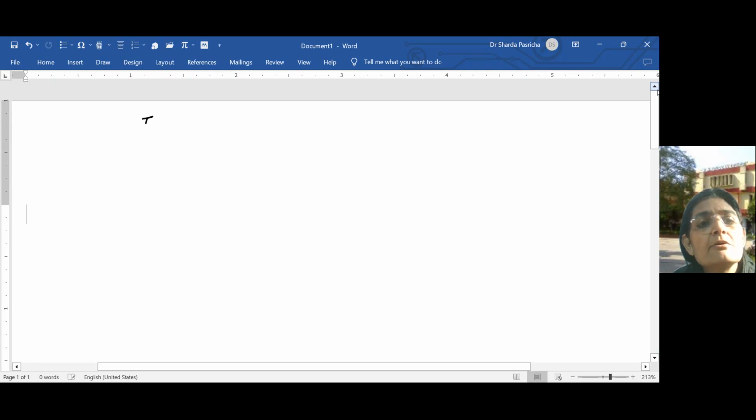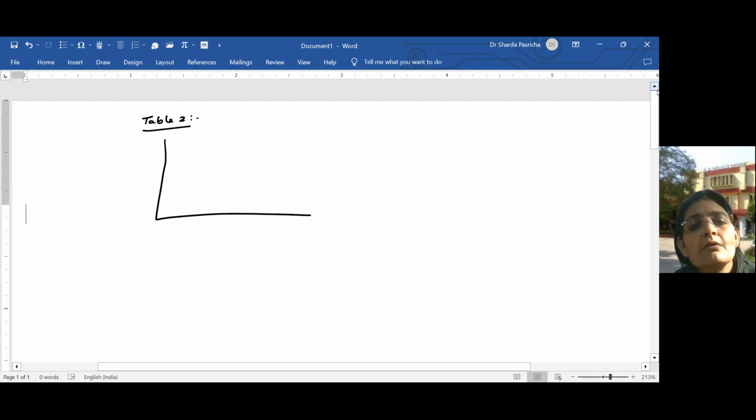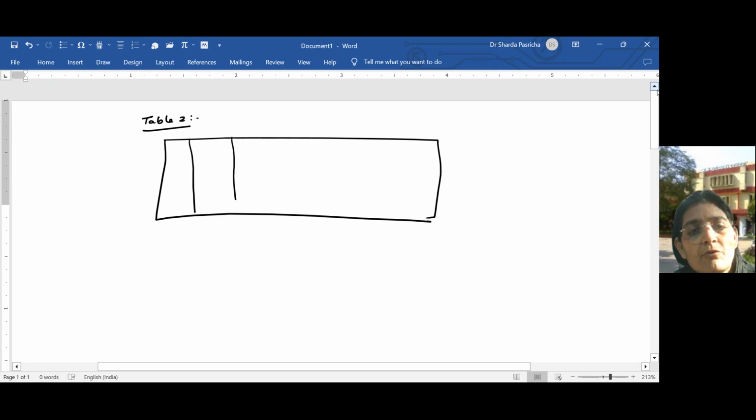You will make table 2. Serial number, the volume of the reactants, volume of sodium thiosulfate used, and the total volume. This is sample 1. Please write whatever you have added here. This is sample 2. Please write whatever you have added here. And this is blank. Please write whatever you added here.